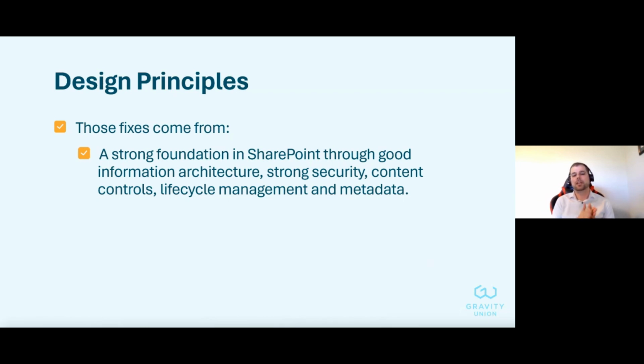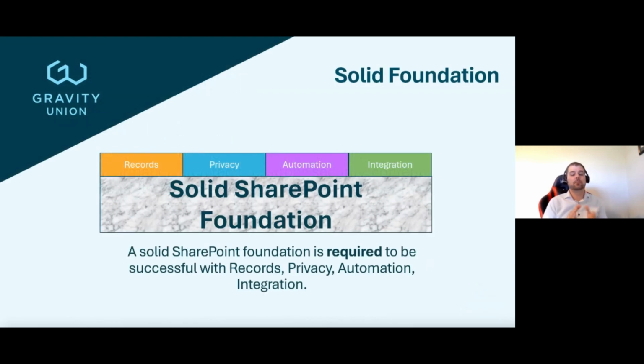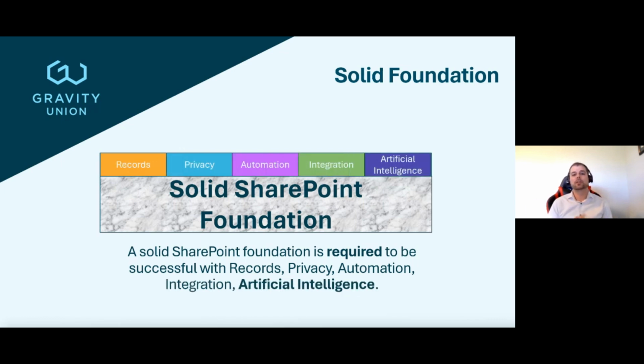So if you haven't done a proper digital transformation project to get into SharePoint Online, you may struggle if you start trying to implement AI today, especially generative AI. Right. So before we used to say here at Gravity Union that you need that solid SharePoint foundation based off of records management in order to implement records management, privacy, automation, integration. Now we would take that one farther and we would also add artificial intelligence to this, right?